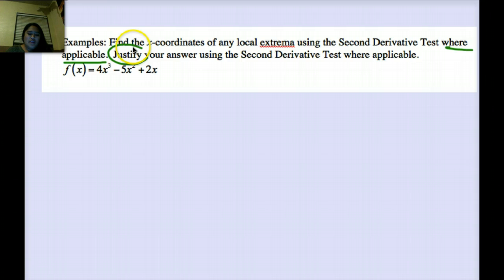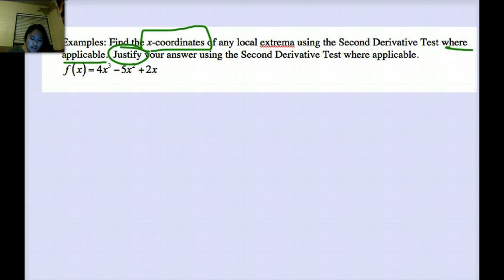So we know anytime we say the word justify, you are required to write a sentence stating how you know this is true. And finally, for the answers, I just need x-coordinates. So first thing we do is I notice I have a function.